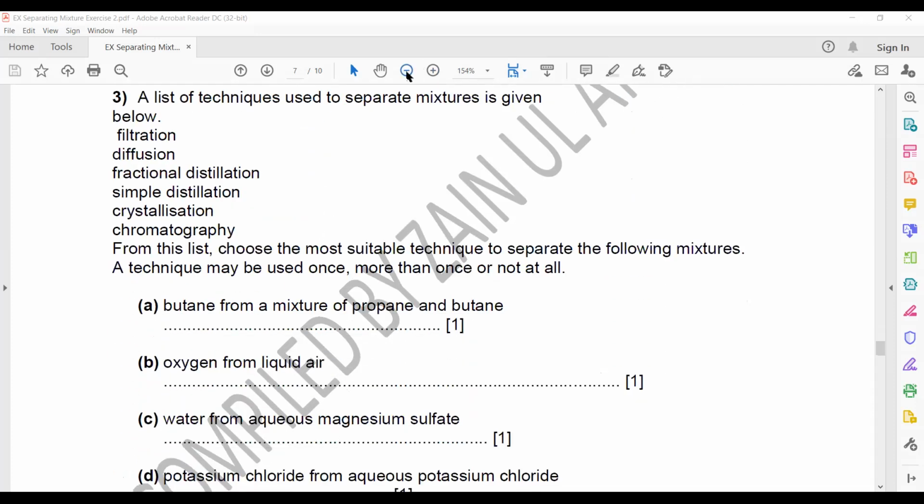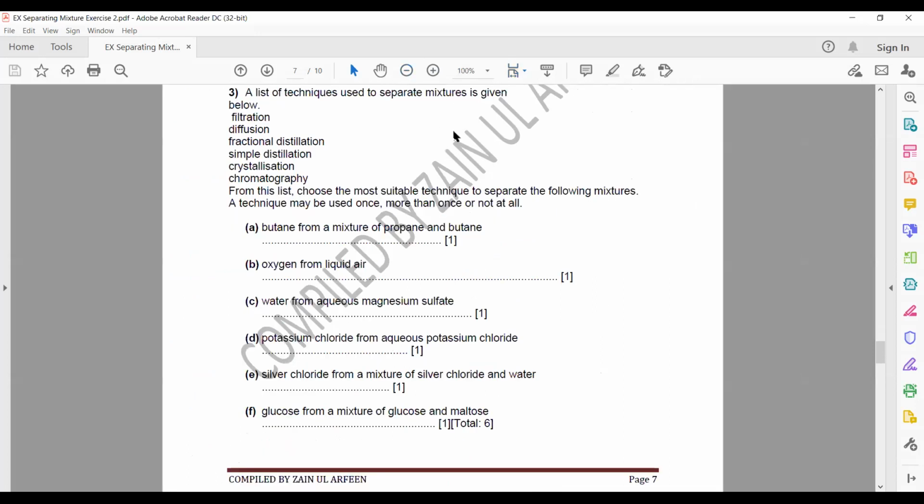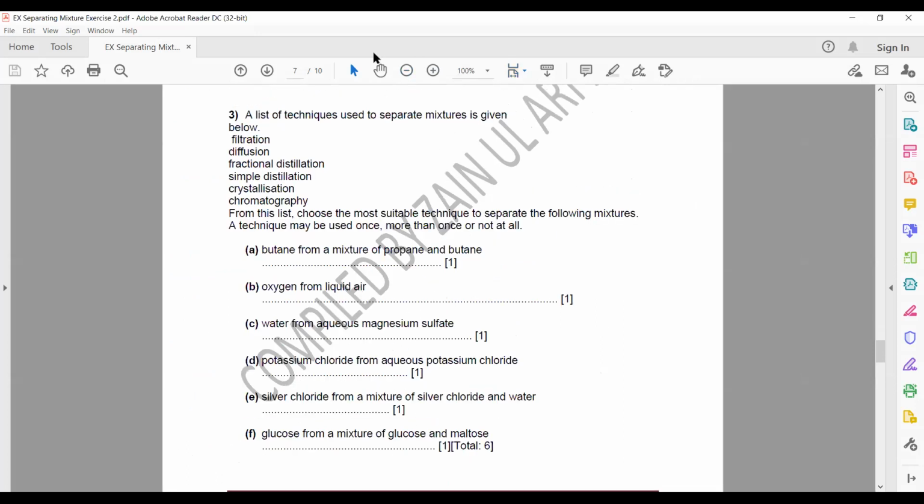Okay, another question, a similar question. A list of techniques used to separate the mixture. The names of the techniques are given: filtration, diffusion, fractional distillation, simple distillation, crystallization, chromatography. From this list, choose the most suitable technique to separate the mixture. The technique may be used once, more than once, or not at all.